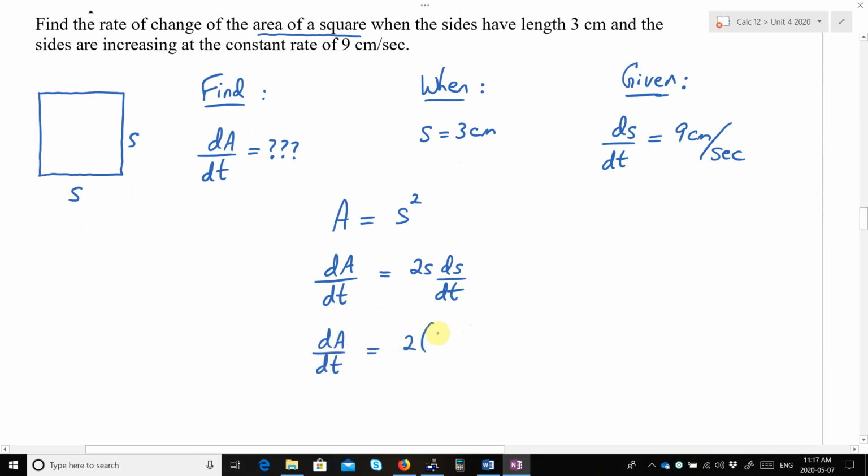2 times, we want the s to be at the instant of 3 centimeters. And ds/dt is 9 centimeters per second. 2 times 3 is 6. 6 times 9 is 54 centimeters squared per second.